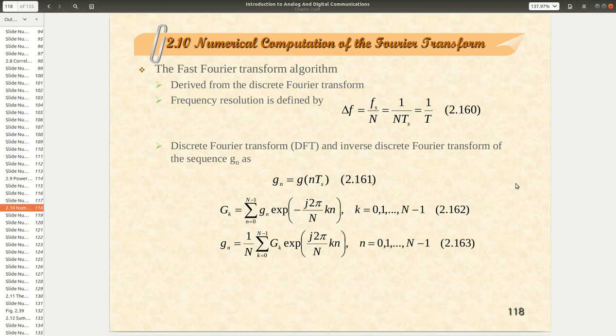Numerical computation of the Fourier transform. The Fourier transform is a mathematical tool, and as you know, the computer wants to calculate more accurately and more specifically. So some methods came up to make it faster. So we have here the fast Fourier transform algorithm. The fast Fourier transform algorithm can be computed in the computer or by a processor to give you more accurate results, and it is less computationally complex than taking the Fourier transform in its exponential form.